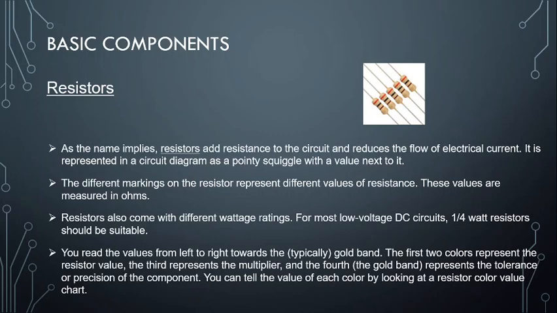The different markings on the resistor represent different values of resistance. These values are measured in ohms. Resistors also come with different wattage ratings. For most low voltage DC circuits, 1/4 watt resistors should be suitable. You read the values from left to right towards the gold or silver band.